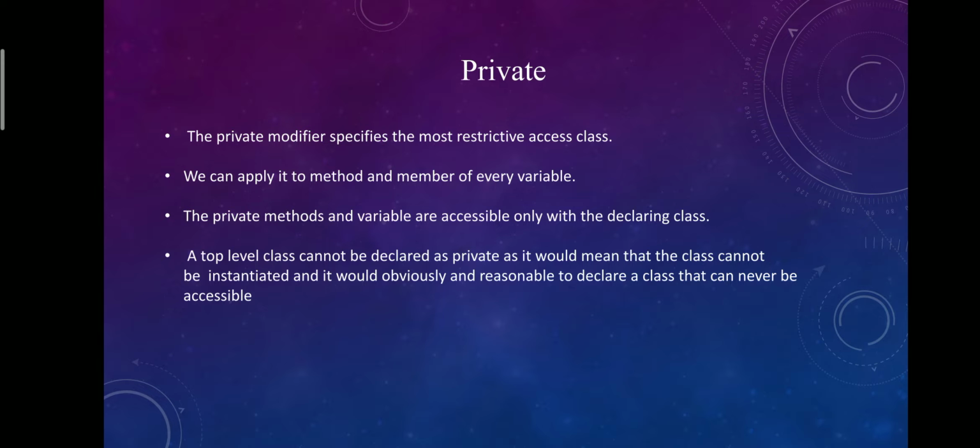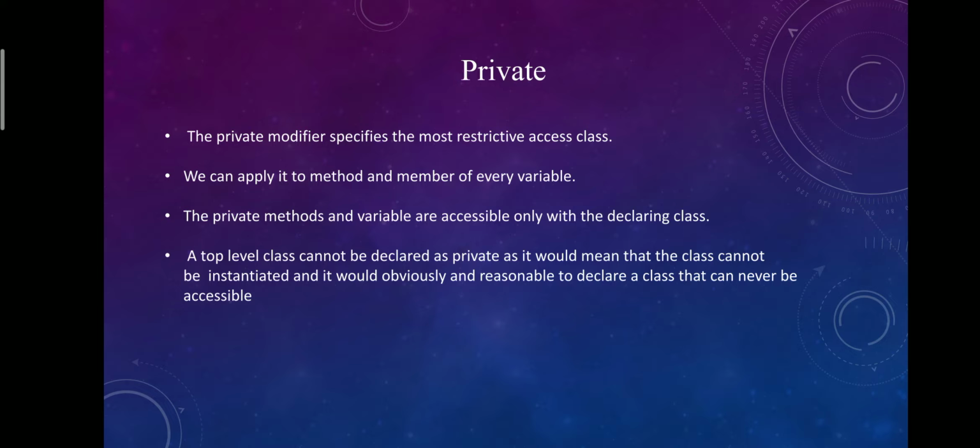Now private. Private means it can be accessible only within a specific block, that's it. It is completely restricted data or highly confidential data which should be protected. The private modifier specifies the most restrictive access level. The user can apply it to methods and member variables. The private methods and variables are accessible only within the declaring class.